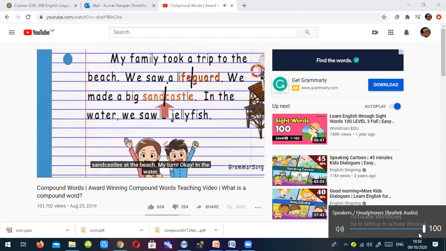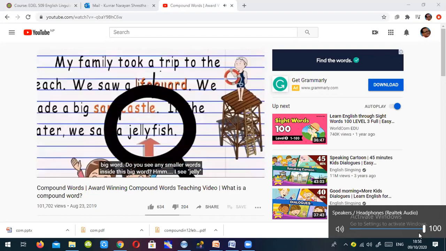My turn. Okay. In the water, we saw a... Uh-oh. Okay, don't get scared. Let's look for smaller words within the big word. Do you see any smaller words inside this big word?